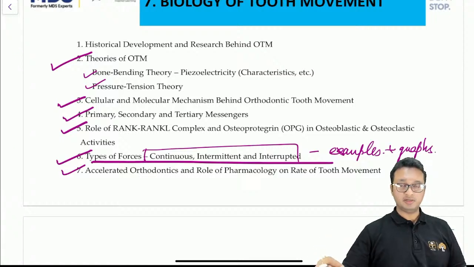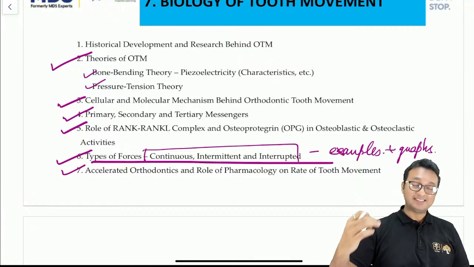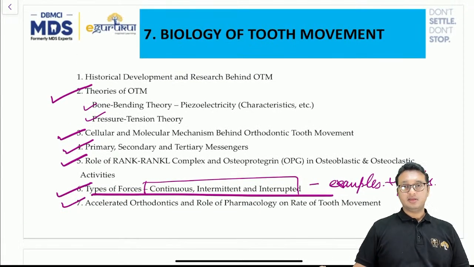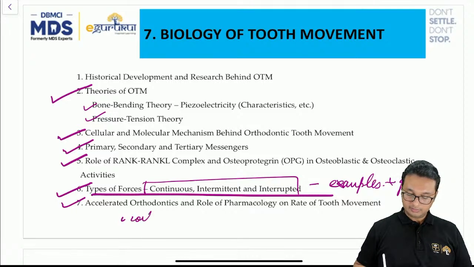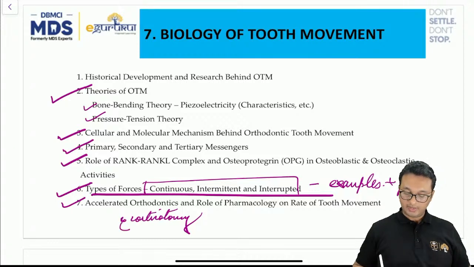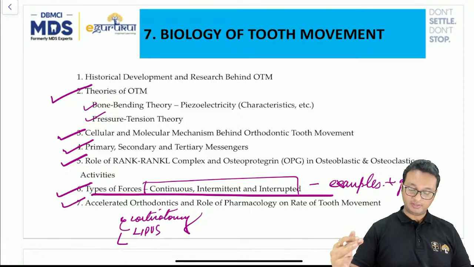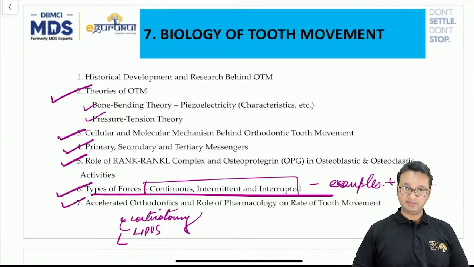What all pharmacological agents are there to increase the rate of tooth movement and to decrease the rate of tooth movement. Then accelerated orthodontics, we can have corticotomy, we can have LIPUS, we can have surgical means, non-surgical means, pharmacological means. There are many different types of accelerated orthodontic techniques which I have already covered in your live and recorded lectures. So you have to remember these topics from the main topic of biology behind orthodontic tooth movement.